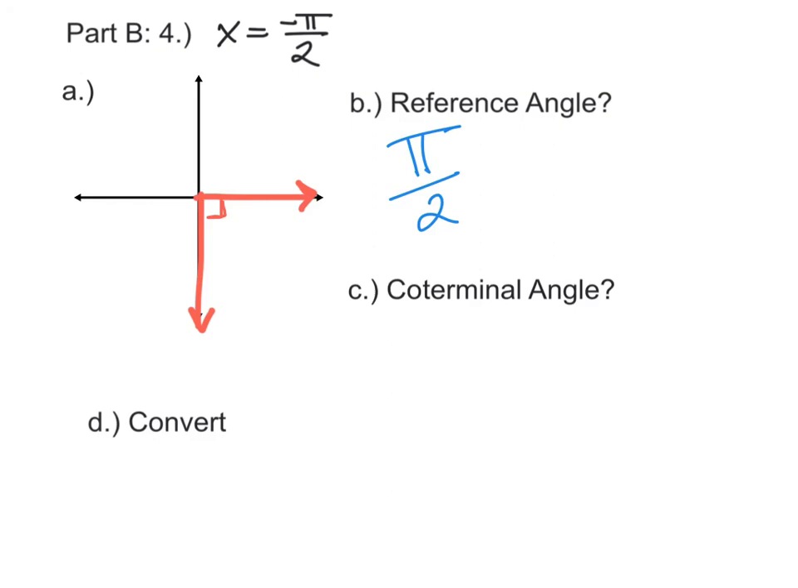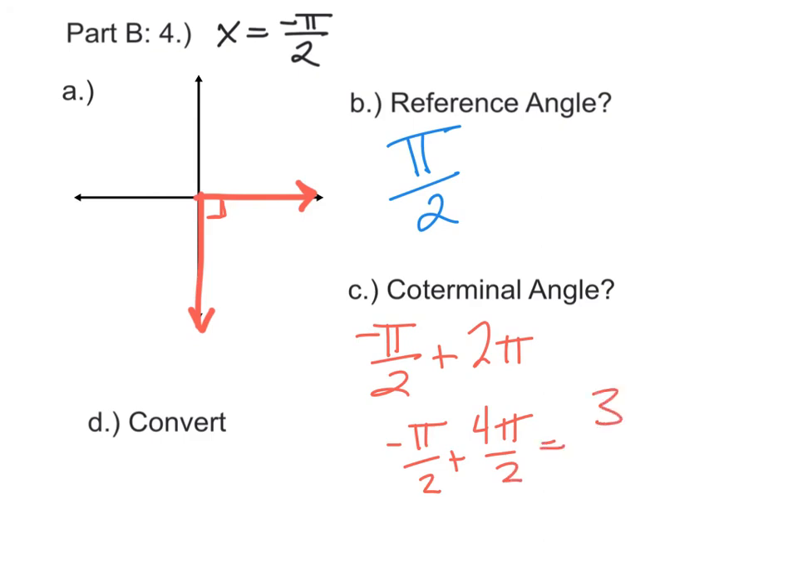A coterminal angle means we'll start with that negative pi over 2 and add one trip around the circle. We'll add 2 pi. Well, 2 pi is really just 4 pi over 2. Adding these two together, we get 3 pi over 2, which we kind of knew looking at our radian snowman. Finally, converting negative pi over 2 into degrees. Well, we know pi over 2 is 90 degrees, so since this is negative, it'll just be negative 90 degrees.